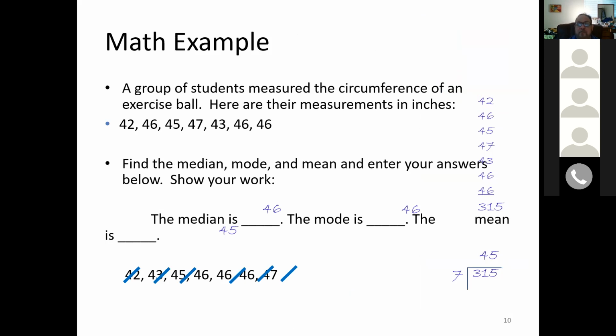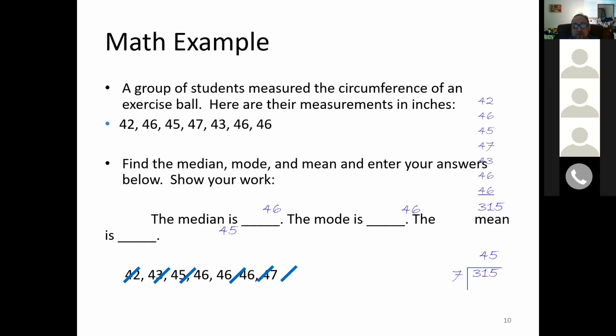An example from math. A group of students measured the circumference of an exercise ball. Here are their measurements in inches: 42, 46, 45, 47, 43, 46, 46. Find the median, mode, and mean and enter your answers below. Show your work. The median is 46, the mode is 46, the mean is 46.